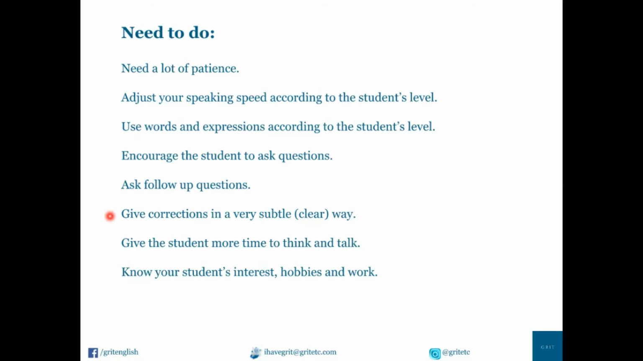Next is give corrections in a very subtle, clear way. Subtle because I actually experienced that I lost students because I was so aggressive in giving corrections. So I changed strategies. What I do now is I let the student talk, and then I write down all their mistakes, either grammatical mistakes or pronunciation, if they mispronounce something. If there is a sentence that I really don't get, I will write it down too. Sometimes I will clarify while they're talking, but I don't correct their mistakes.